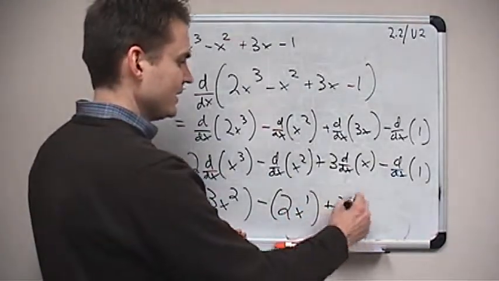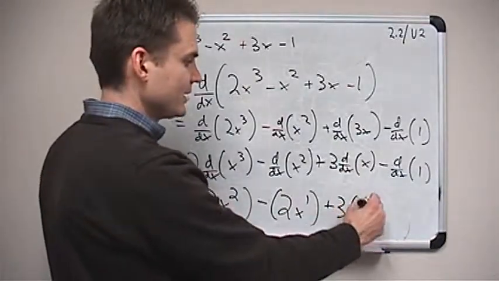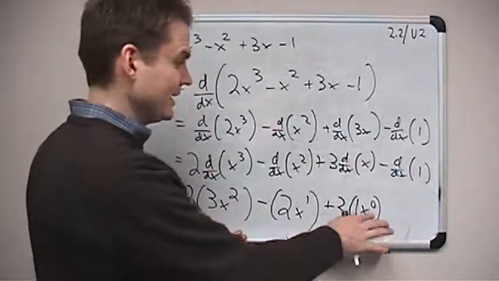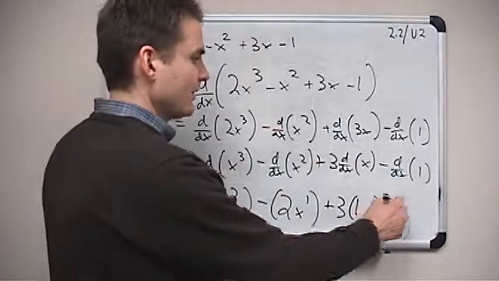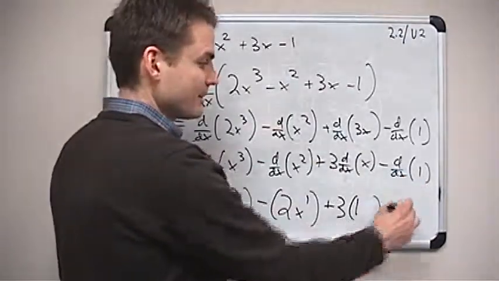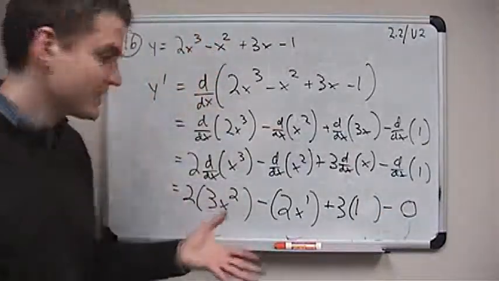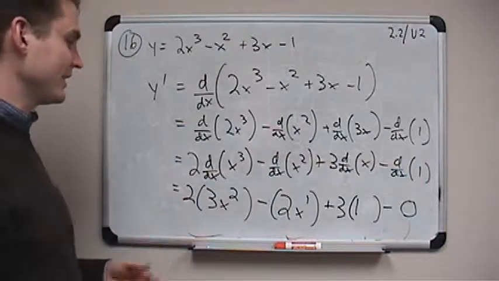Now here we've got 3 times, yet again the power rule works. 1 times x to the power 0. Now x to the power 0 is actually just 1, so I can just leave this as 1 if I like. And the derivative of a constant is 0. That's the last rule we have. So this is my derivative. All of the derivatives have been computed, just a matter of finding the answer.